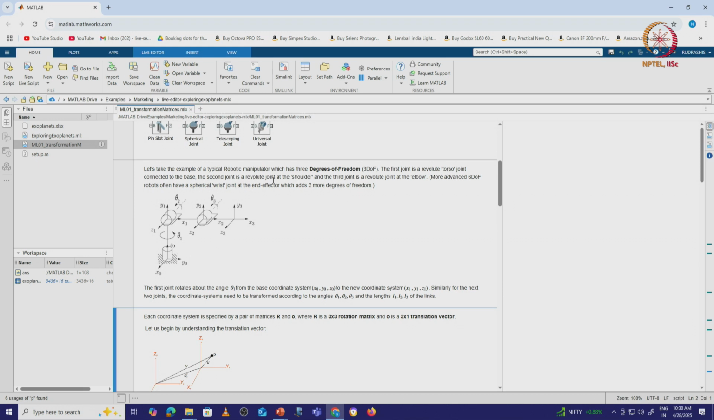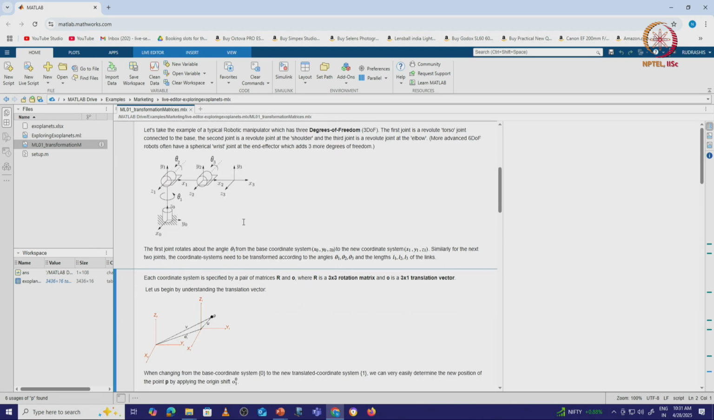The second joint is revolute and the shoulder joints are shown here. Just to give you an understanding, theta 2 is the rotation about the z axis, and for z2 it is theta 3. So, we are just trying to see how we can represent this.